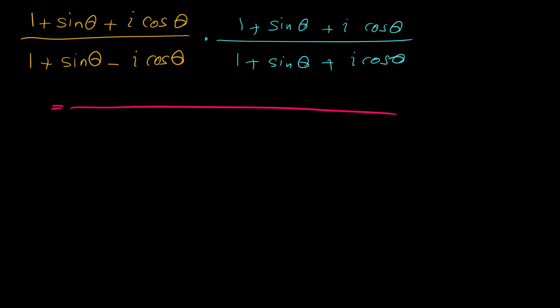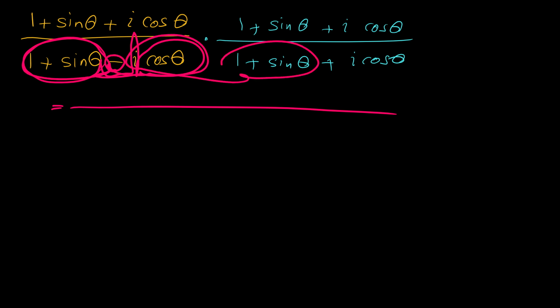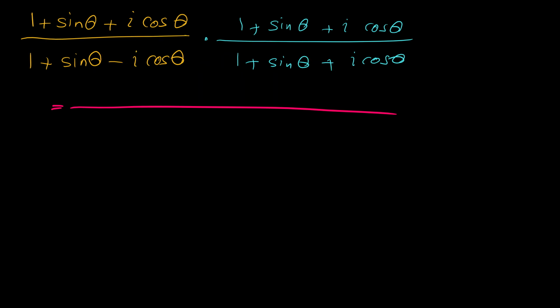Here, note that if you suppose this as A and this as B, we have A minus B times A plus B. So for the denominator we have (1 plus sine theta) to the 2 minus I squared cosine squared. And later we can simplify the denominator more.